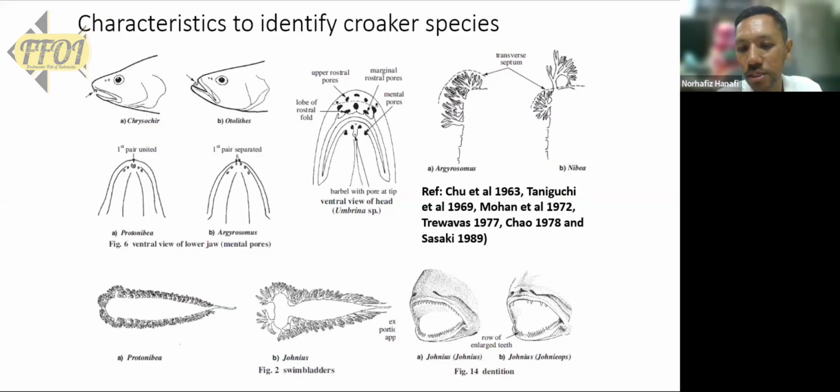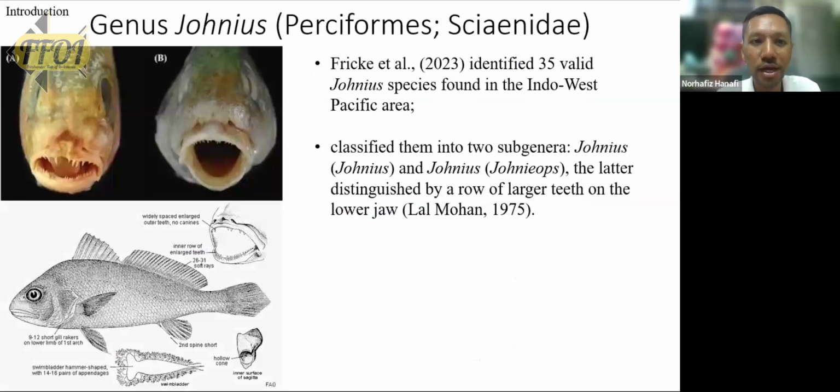We can see from the dentition that the Johnieops have a row of enlarged teeth. So I think that's a good way to separate Johnieops and Johnius. But you have to bear in mind, when I apply this to the genetics, it doesn't make a difference between Johnius and Johnieops. But it will help you make the key to the species. It's very helpful.